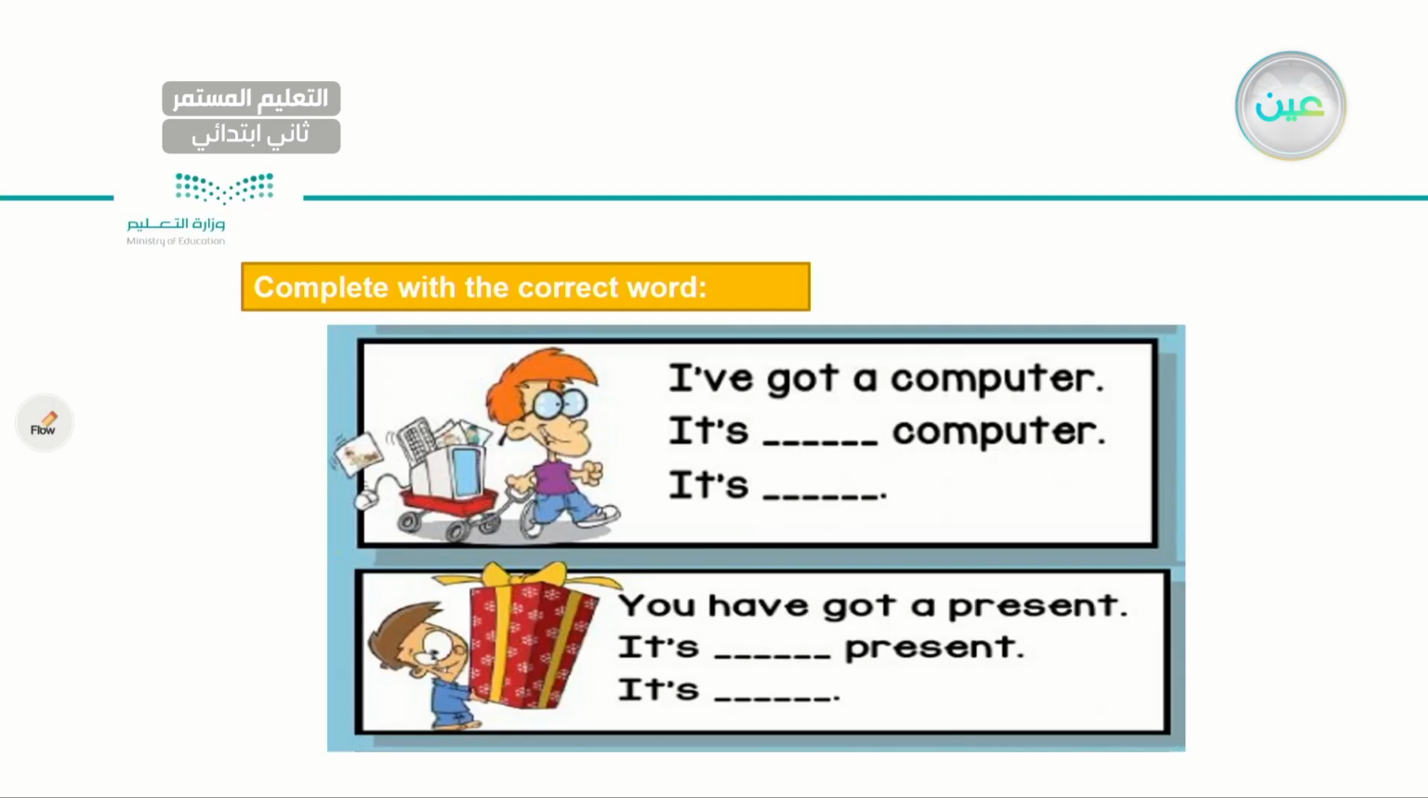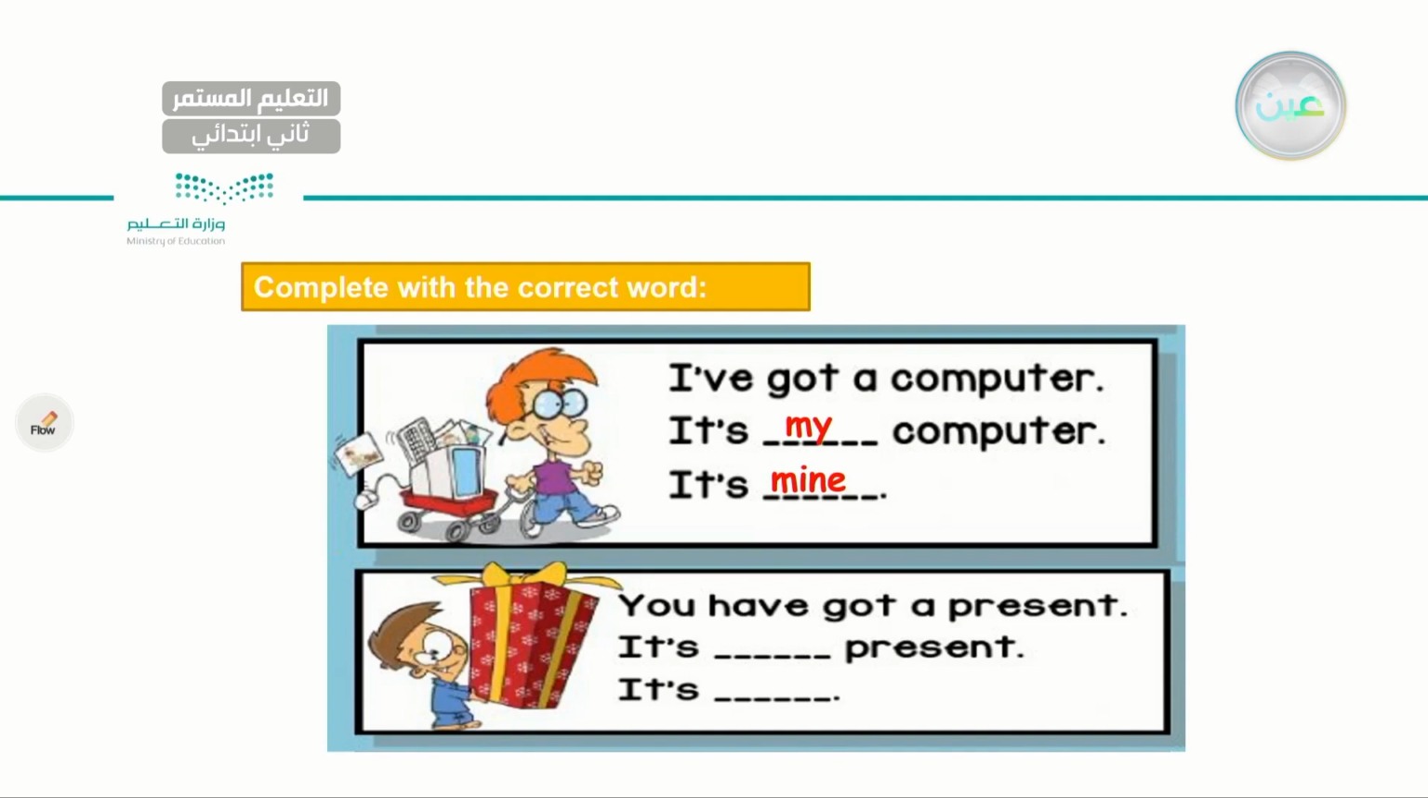I have got a computer. It is, what do you think? Let's try to fill it with the correct possessive adjective. What do you think? It is, very good, it is my computer. Now let's try to fill it with the possessive pronoun. It is mine. Very good, and I don't need to write anything after that. Let's read our answers one last time. I've got a computer. It is my computer. It is mine. Very good, my dear student.